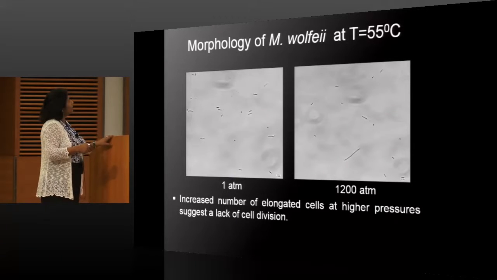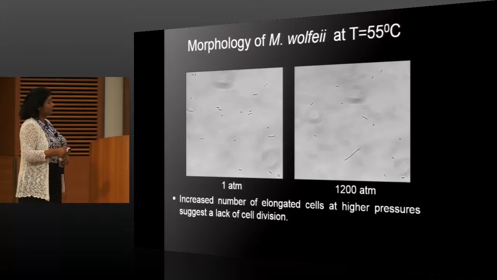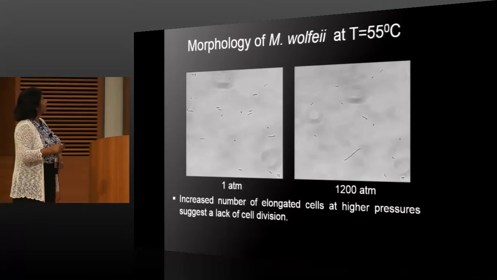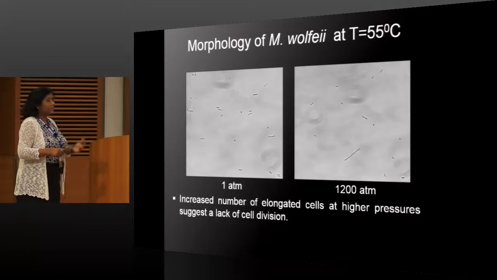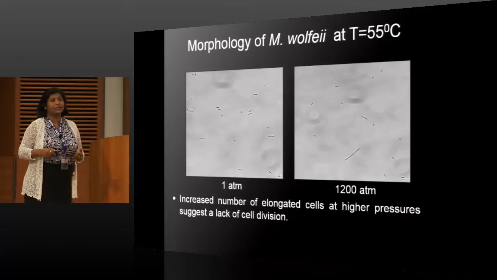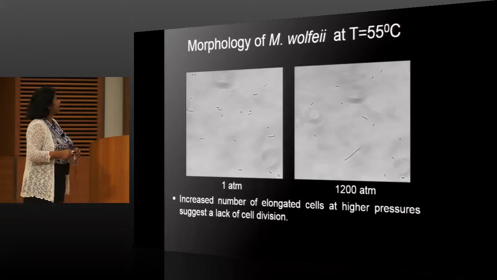These are the images of Ulfii at 55 degrees centigrade, and this image was taken when they were at 1 atmospheric pressure, and this image was taken when they were at 1200 atmospheric pressure. At higher pressure, we found an increased number of elongated cells, suggesting lack of cell division.